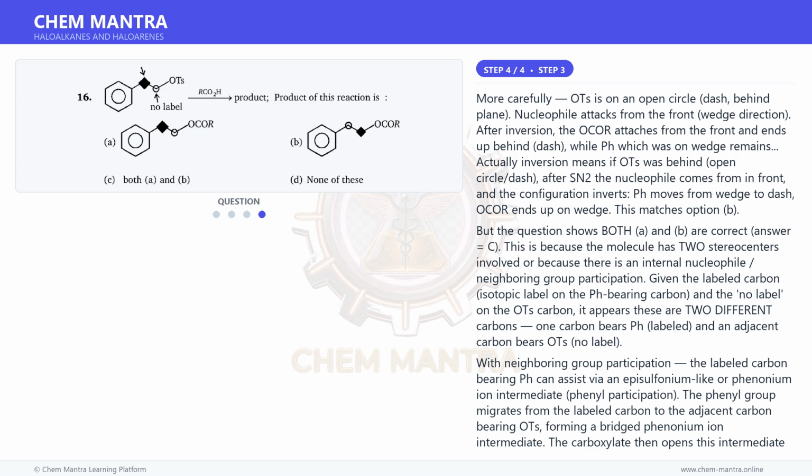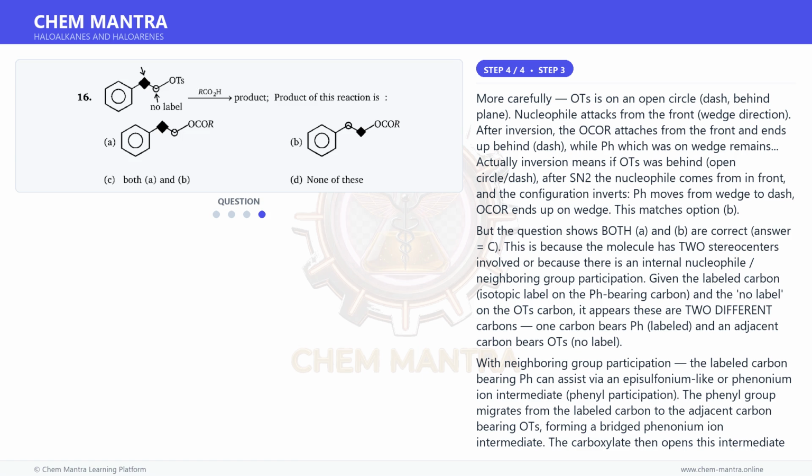With neighboring group participation, the labeled carbon bearing Ph can assist via an episulfonium-like or phenonium ion intermediate, phenyl participation. The phenyl group migrates from the labeled carbon to the adjacent carbon bearing OTs, forming a bridged phenonium ion intermediate. The carboxylate then opens this intermediate from either face. Opening at the original OTs carbon, path 1, gives product A: Ph ends up on the unlabeled carbon, inverted, OCOR on the labeled carbon.